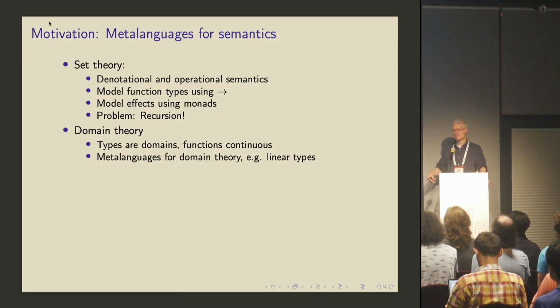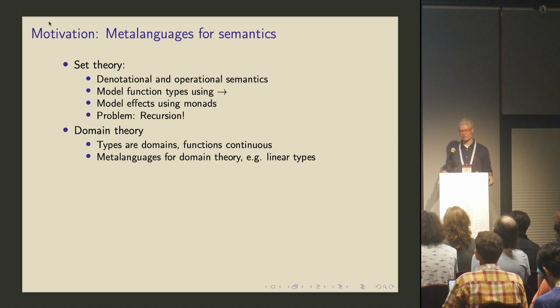Of course, there are ways of handling this, and one way would be to have a meta-language for domain theory. People have done this, in particular using linear types. So you can use a linear lambda calculus, and then everything that you write in this linear lambda calculus can be interpreted into domain theory, and is automatically continuous. And that's what I mean by meta-language.